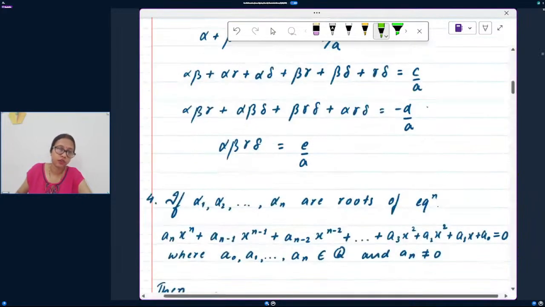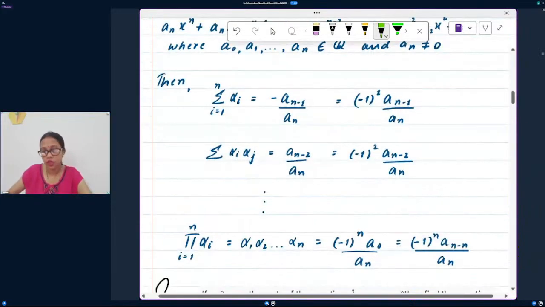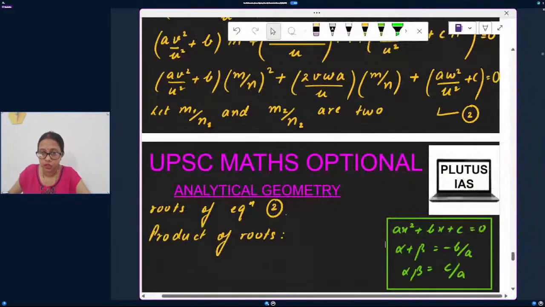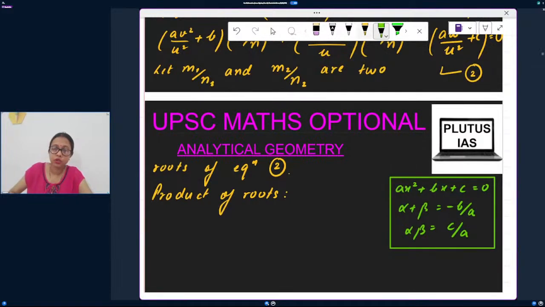You can generalize for n roots as well. Anyways, so the product of the roots is c by a. What is the product? I have assumed m1 by n1 multiplied by m2 by n2.